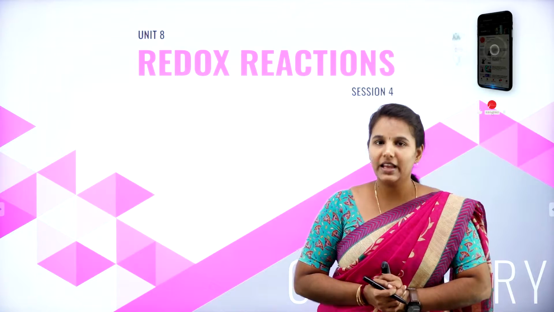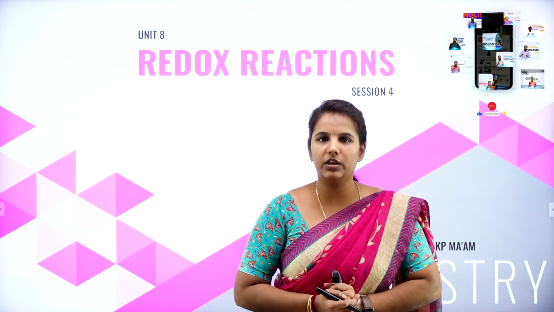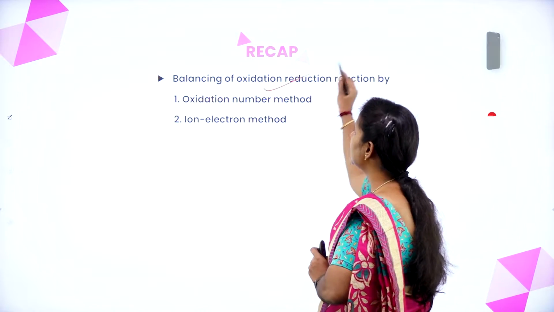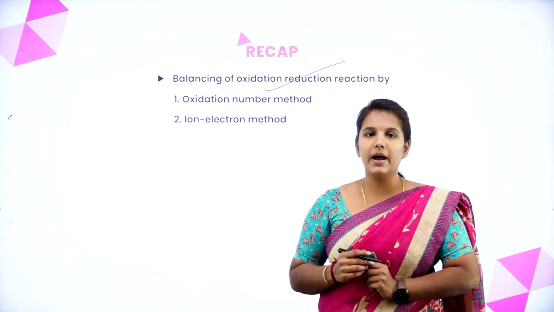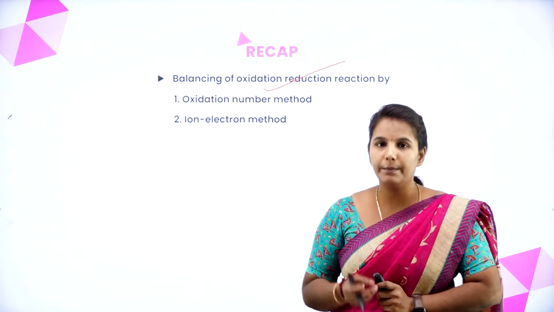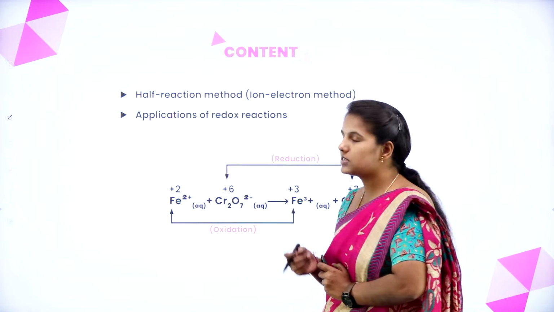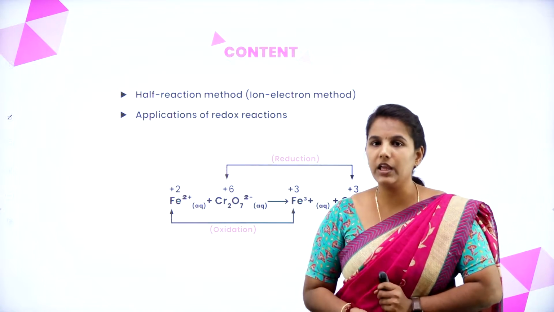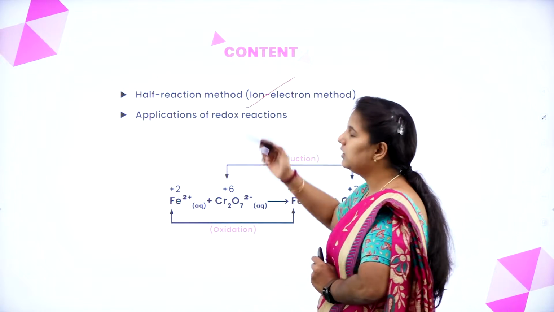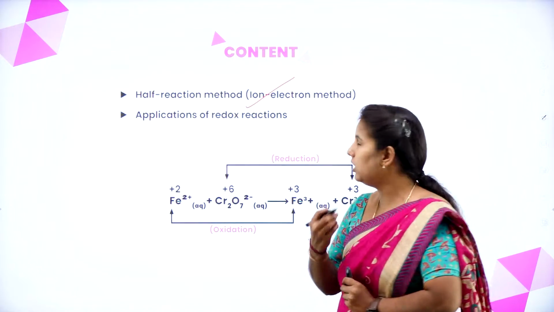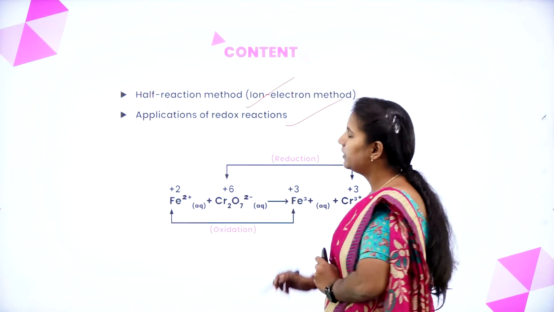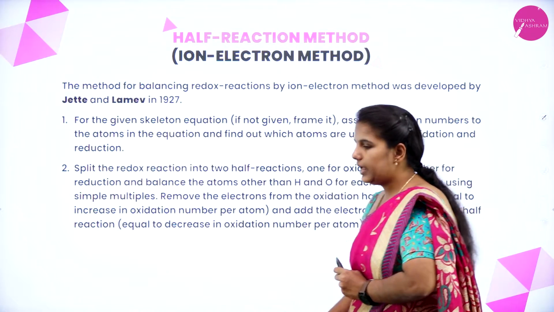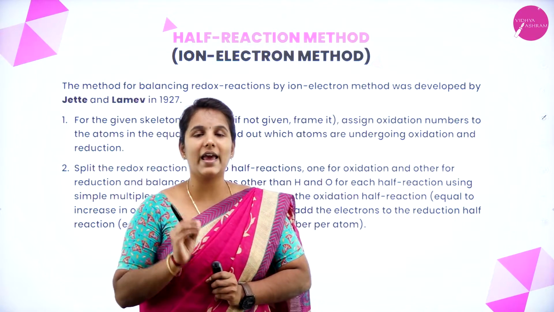My dear students, in our last discussion, we were dealing with the unit called Redox reaction. Under that, we talked about the balancing of redox reaction by the oxidation number method. Today, let us move on to the next topic of this unit: balancing the redox reaction by using the half reaction method, which is also known as the ion-electron method, and the application of redox reaction, which we are going to discuss in this session.